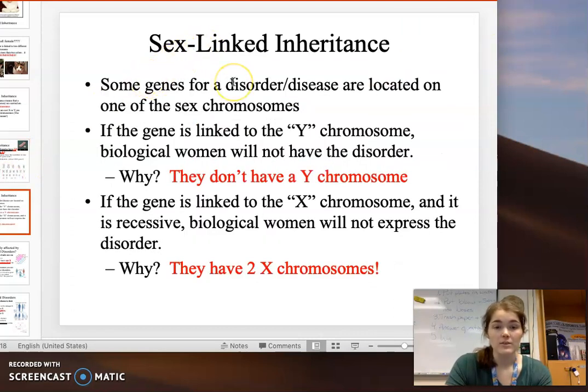So some genes for a disorder or disease are located on one of these chromosomes. If the gene is linked to a Y chromosome, if you're biologically female, you can't have it. Why?